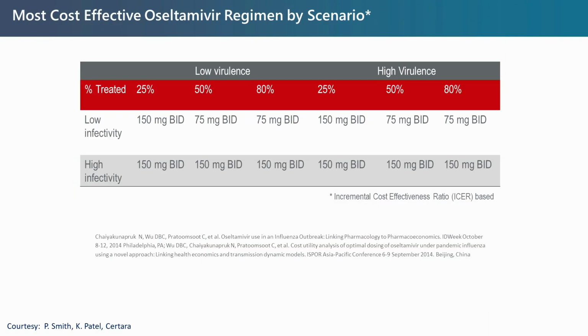Now, which scenario gives you the most cost-effective solution? That's really the bottom line in terms of assessing controllability of virulence. So under these two scenarios, you have a low virulence scenario and a high virulence scenario. And there are several dosing options for oseltamivir, which range from 75 milligram BID to 150 milligram BID.